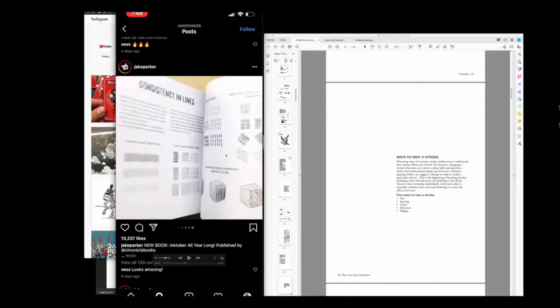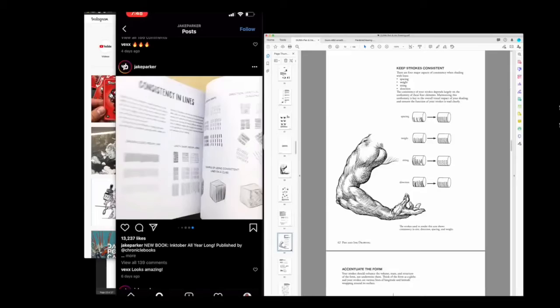So, consistency in lines. Now, I discussed consistency not in this chapter, but in shading. He included it in the first chapter. Now, okay, let's go to my area where I discuss consistency. Here. Now, keep your strokes consistent. There are 4 major aspects of consistency when shading with lines.